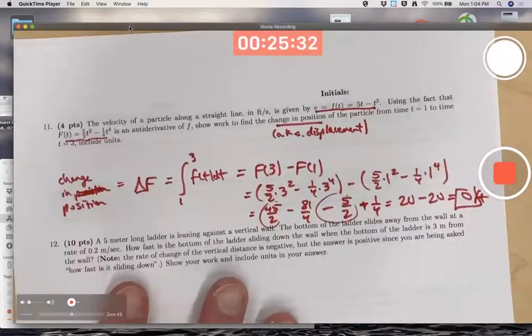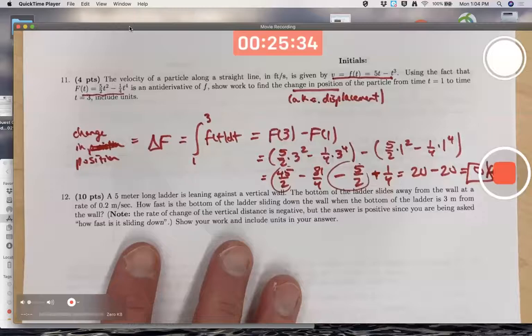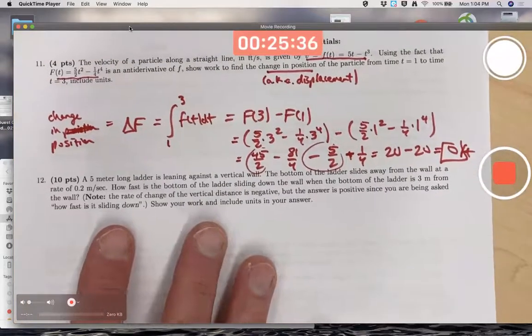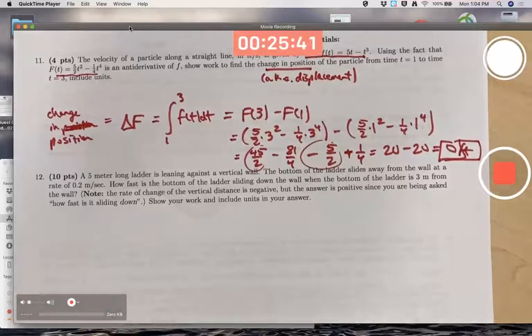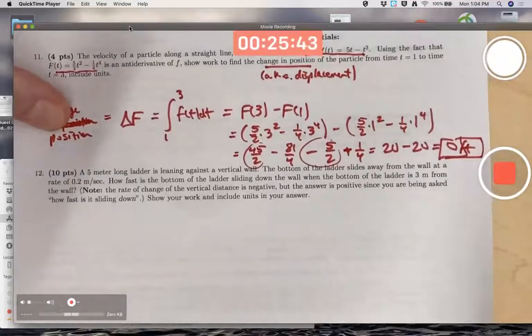Can I clarify anything? Please stop me if you want me to clarify something. Skip 12 and 13 for the moment.